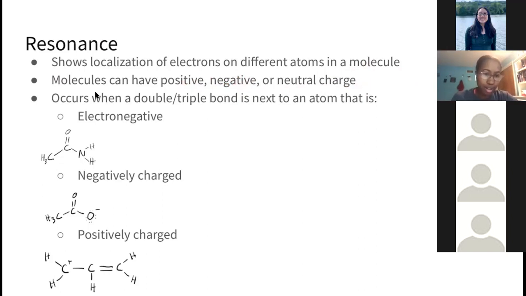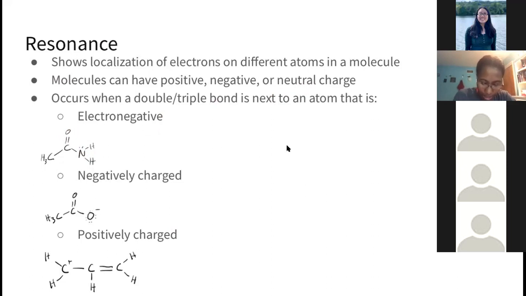Resonance can occur whenever you have a double or triple bond next to an atom that's electronegative, negatively charged, or positively charged. This electronegative example is a good case of a neutral molecule that has some resonance structures. So let's go ahead and look at what the resonance structures for these will look like. First up, we have our electronegative molecule. We can see that we have our double bond right here. As you might remember from Chem 2070, oxygen is pretty electronegative, and we have a nice lone pair on our nitrogen.